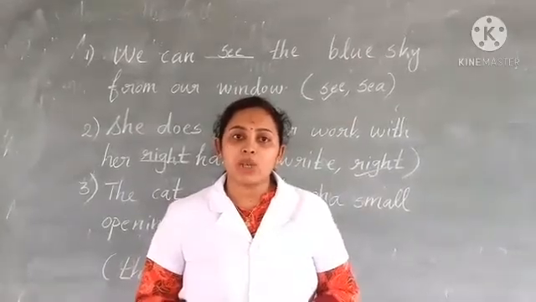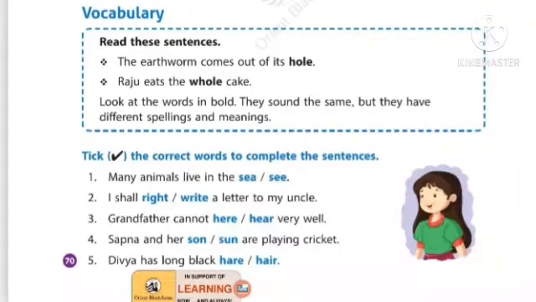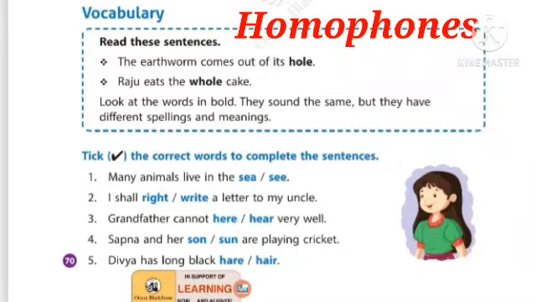Let us move on to the textual activity. Take page number 70 from your English textbook. Vocabulary. Read these sentences. Here two sentences are given. The first sentence: The earthworm comes out of its hole. Here the word hole, spelling H-O-L-E. Second sentence: Raju eats the whole cake. Here the word whole, spelling W-H-O-L-E. Both the words are pronounced in the same way but they have different meaning and different spelling. So such words we can call homophones. So look at the words in bold.